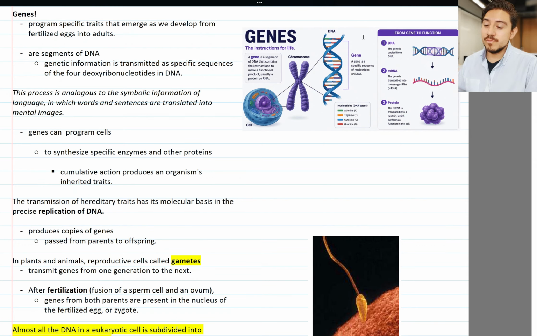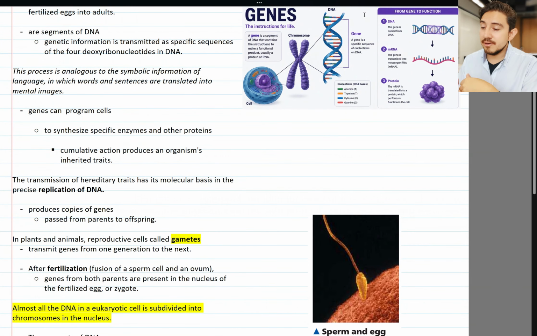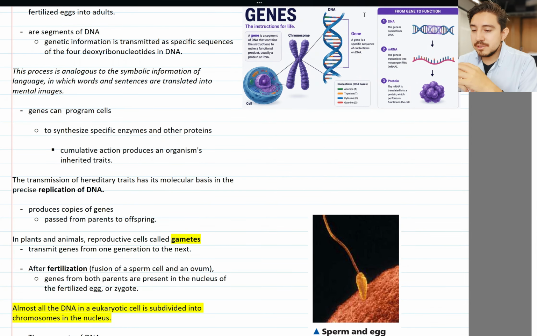What is DNA? We mentioned this in chapter 5 on the nucleic acids. Now we're going to go back into this at the molecular level on gene expression and protein synthesis in chapter 16. So for now, just know that there are specific sections of DNA. Okay, and this idea of passing down information from parent to offspring is in essence the whole process of meiosis and fertilization. Okay, so this process is analogous to the symbolic information of language, in which words and sentences are translated to mental images. This is what a gene is.